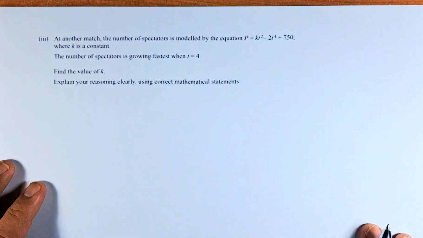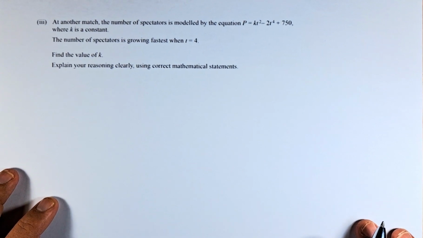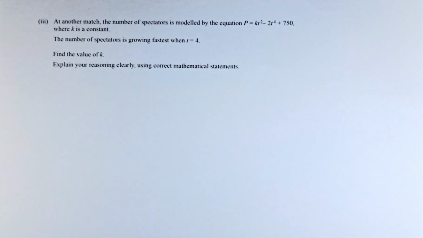So part 3 looks like this. Okay, I'm going to adjust the paper a little bit. I hope you can see that. At another match, the number of spectators is modeled by the equation P equals kt squared minus 2t to the power 4 plus 750, where k is a constant. The number of spectators is growing fastest when t, or time, equals 4 hours. Find the value of k. Explain your reasoning clearly using correct mathematical statements.